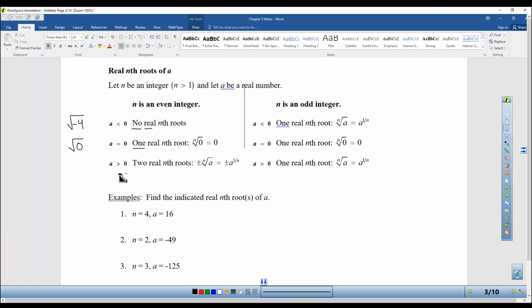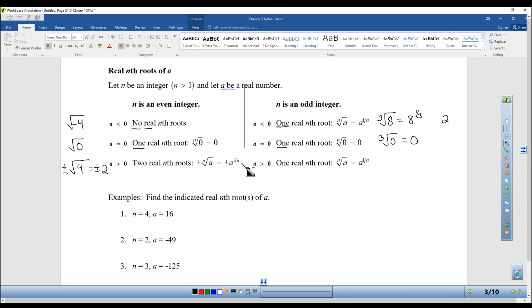But if a is greater than 0, so positive 4, then there's 2 n roots. So plus or minus 2. If n is an odd integer, then something like 3, the cube root of 8, which we could write as 8 to the 1/3, is going to have one real root. In this case, it's 2. Of course, cube root of 0 or fifth root of 0 or anything is always just going to be 0, so that has one real root.